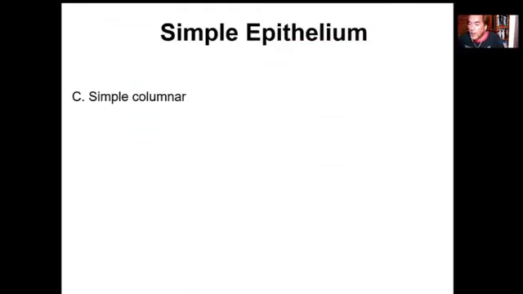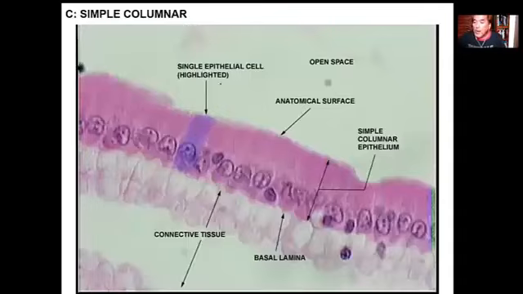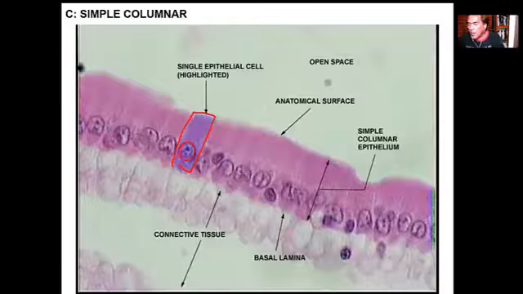Now we're going to take a look at a simple columnar epithelium. Again, an example is the digestive tract. You can see that this is a single cell of your simple columnar epithelium. This is actually a little bit tricky because the nucleus is round, but the cell is tall. You can see some of the nuclei are a little bit elongated, that's fine. Sometimes you can just see it as round, but you see that the cell is tall. This is simple columnar epithelium.